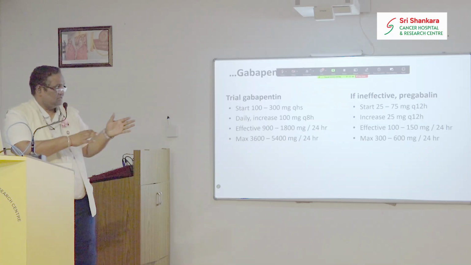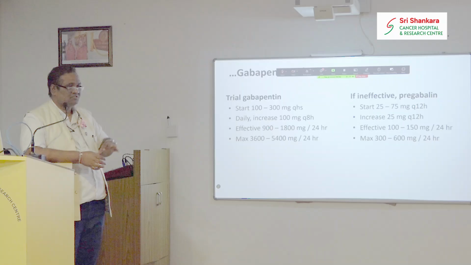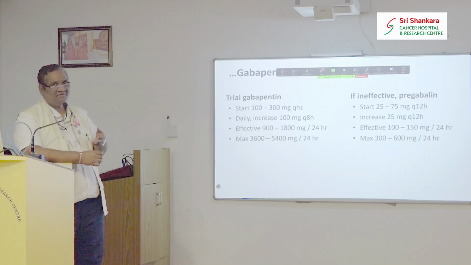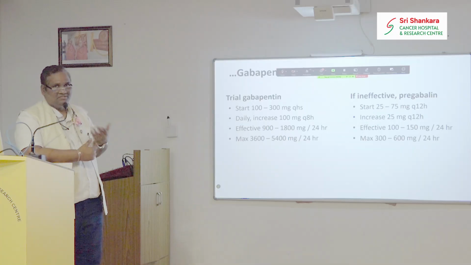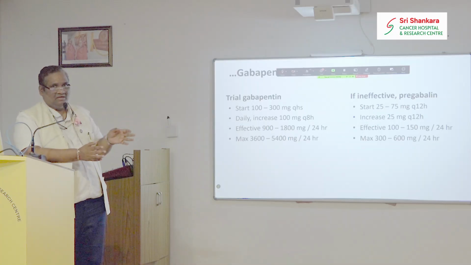That is how we prescribe this medication, and the maximum dose is 3600, but I have never seen that in my life, and I have never used such high doses in my group of patients. The maximum I used was around 1600, not more than that.